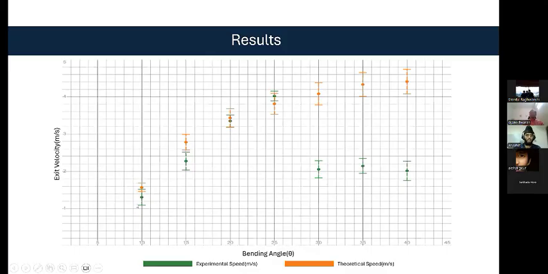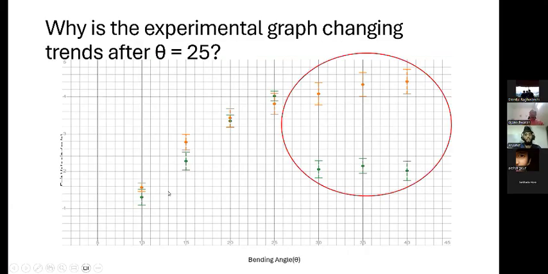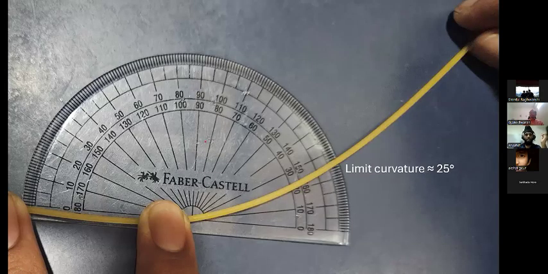As we can see, all the green data points show our experimental velocity for each bending angle, whereas the orange shows the theoretical velocity that we should have gotten. And as we can see over here, up to a bending angle of about 25 degrees, our experimental and our theoretical velocities do match up very, very closely. However, past 25 degrees, we see that they have a big variation. Now, why is this? Well, if you experimentally measure the limit curvature of the spaghetti, you get it to be about 25 degrees.